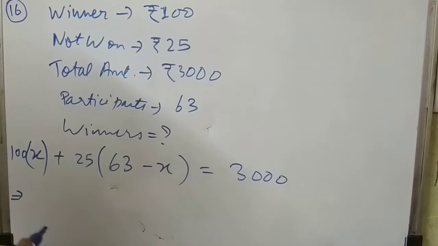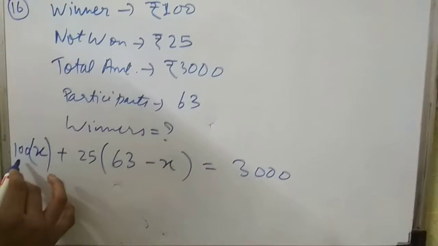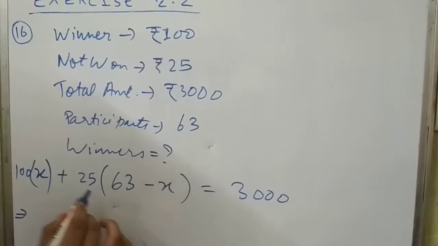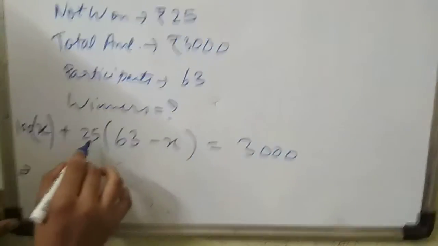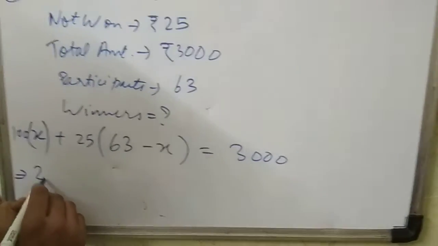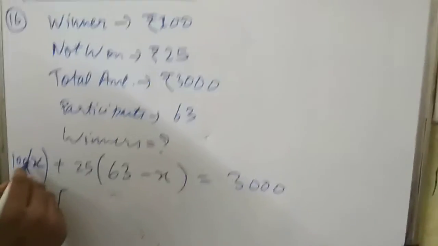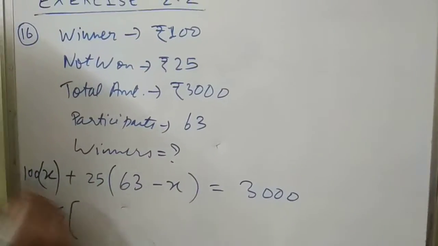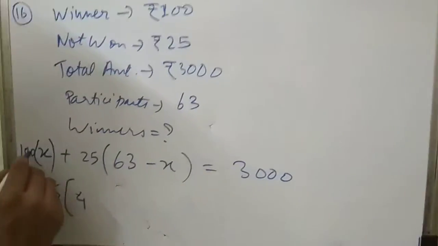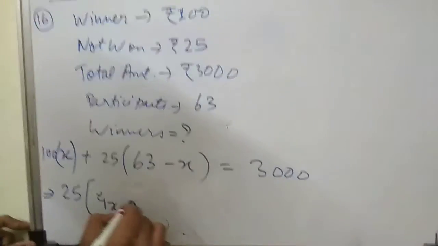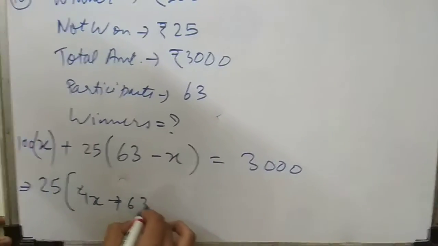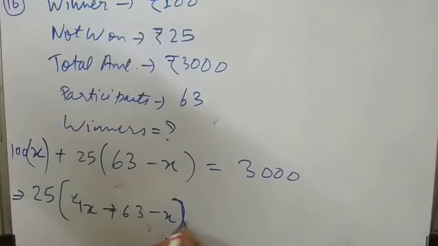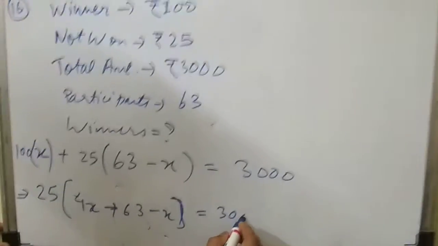Yes, we can use the concept of common factor. Now 100x, if you multiply 4 with 25, you will be getting 100. Let's take out 25. So what number should be multiplied with 25 to get 100? So right here 4x, and the whole bracket, there's nothing that will directly connect, plus sign. Now 25 times, that means 63 minus x, equal to 3000.